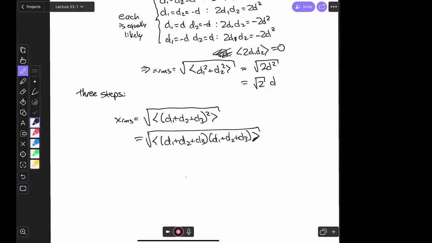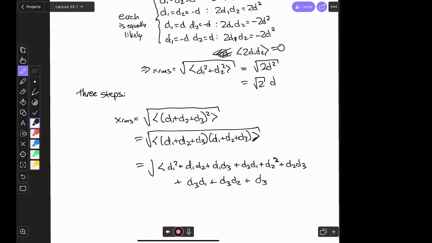So let's multiply this out. This is the square root of the average of, I'm going to multiply D1 times each of these 3 terms, so D1, D2, and D3. So I'm going to get D1 squared plus D1 D2 plus D1 D3. Then I'll multiply D2 times each of these terms, so that's going to be plus D2 D1 plus D2 squared plus D2 D3. And then finally I have D3 D1 plus D3 D2 plus D3 squared.